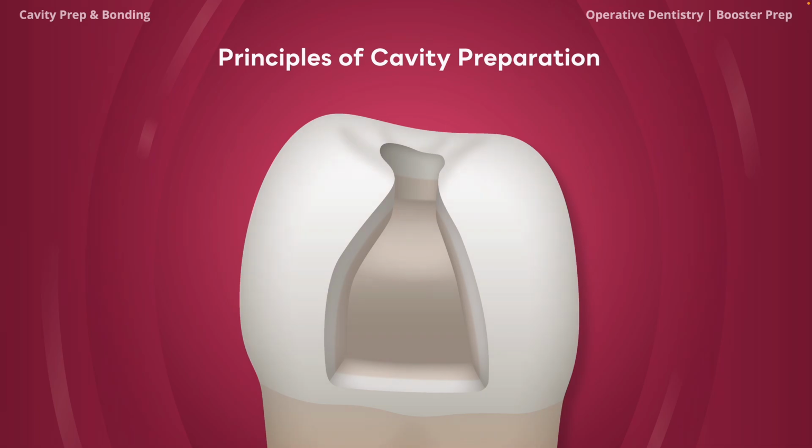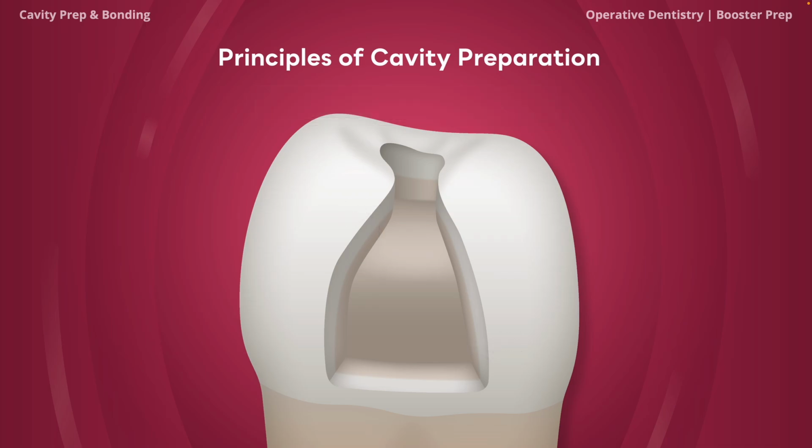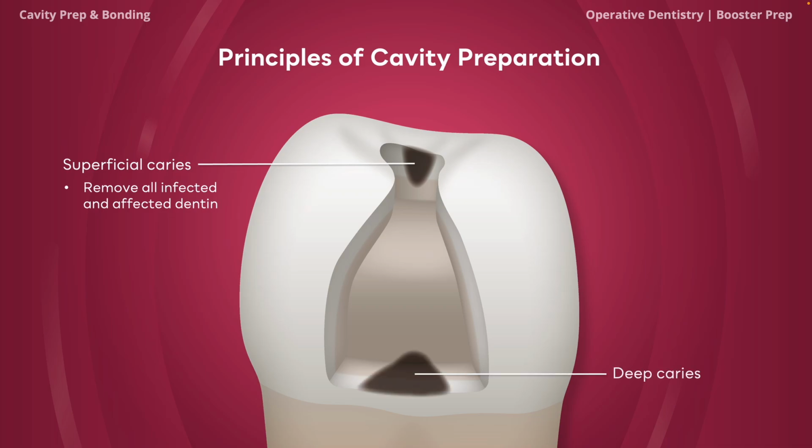Alright, now that we've discussed caries classification, let's quickly talk about important preparation principles that you need to be aware of. In general, preparations require a cavosurface margin of 90 degrees. This maximizes enamel bonding and provides structural integrity. For superficial caries, we focus on removing all infected and affected dentin to create a clean surface for bonding. However, for deep caries, it's a bit different.